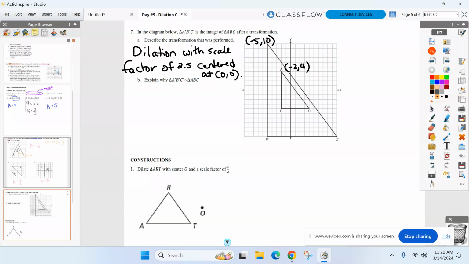So I can't say that. But what I'll say is this, though. Dilations preserve. What does it preserve? Angle measure, right? Remember we put distance and angle measure before for congruent triangles. Well, the distance isn't preserved, but angle measure is. So dilations preserve angle measure.